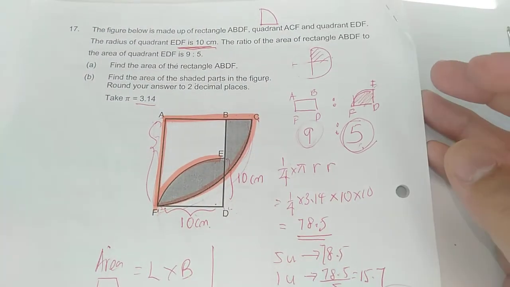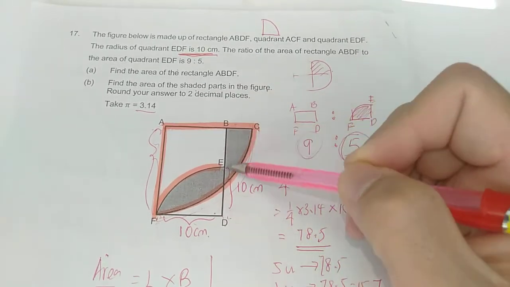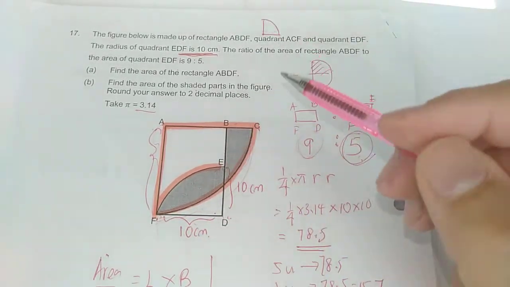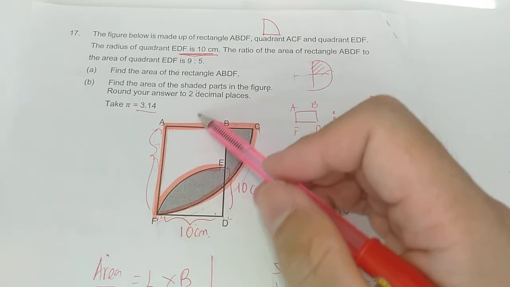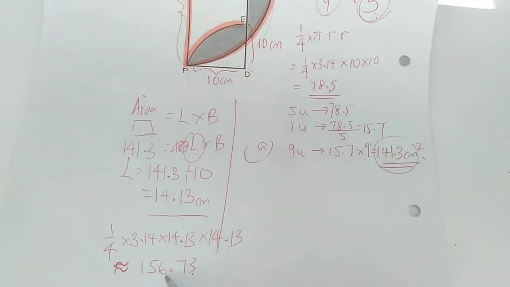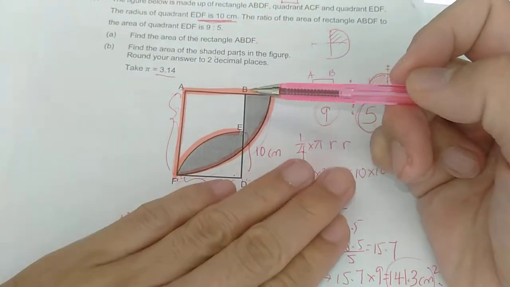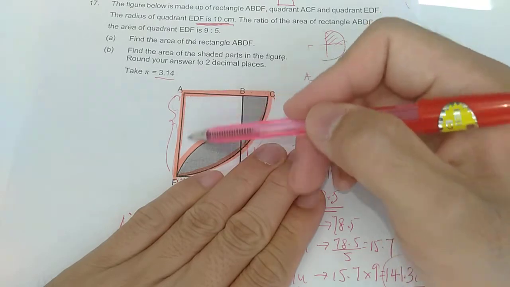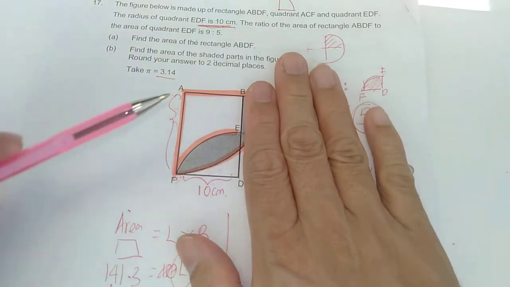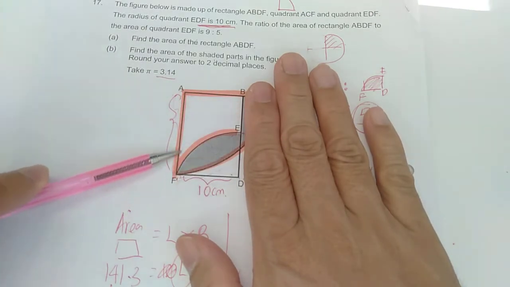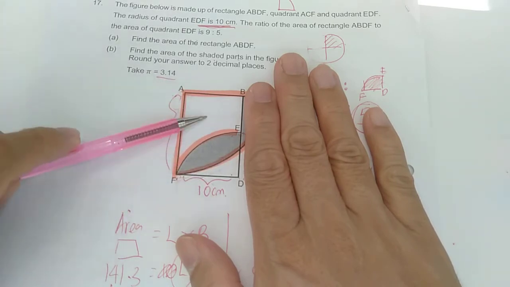Next part, how to find the area of the unshaded part, which is ABEF. Why do we need to find this? Imagine we already found the area of the whole quadrant, which is 156.73. If we know the area of the unshaded part, the area of the quadrant subtract away this white color part gives you the area of the shaded part. So how do we find the area of this white color part? It's basically the rectangle's area, subtract this small quadrant, and you'll get this white color part.